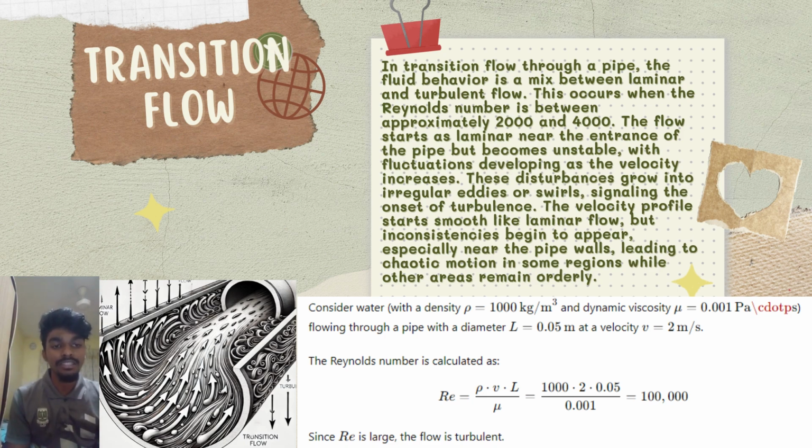An example of a Reynolds calculation: consider water with a density of 1000 kilograms per cubic meter and a dynamic viscosity of 0.001 Pascal seconds, flowing through a pipe with a diameter of 0.05 meters at a velocity of 2 meters per second. The Reynolds number is calculated as 1000 times 2 times 0.05 over 0.001, which equals 100,000. Since the Reynolds number is large, the flow is turbulent.